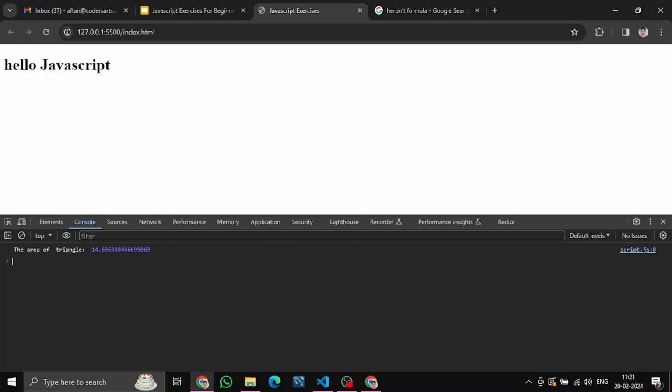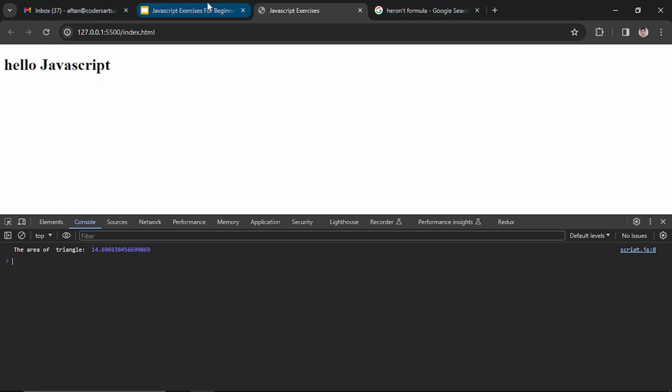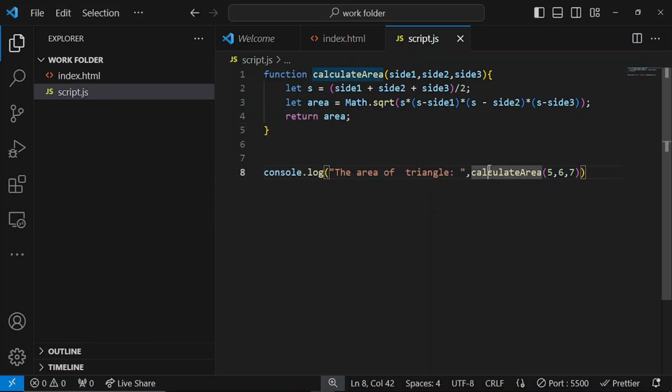So this was the exercise. I hope you got something. And in this we used Math.sqrt to find out the root. So this is it. Let's meet in the next challenge.